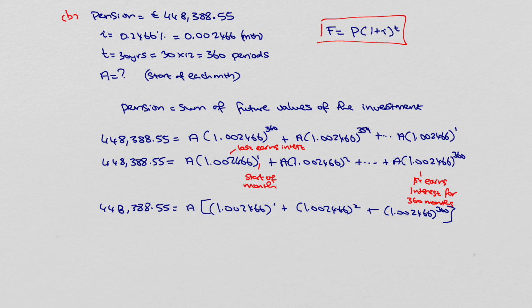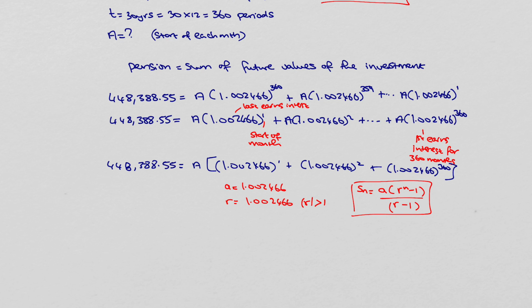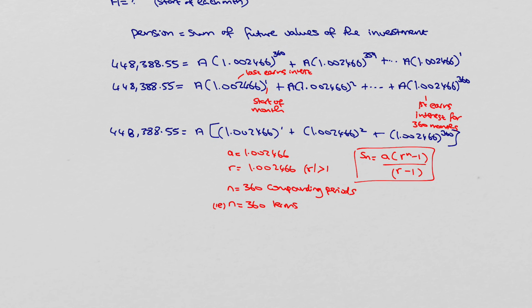So we say A is 1.002466. Our common ratio is 1.002466, so R is greater than 1. And therefore we're going to use A times R to the n minus 1 over R minus 1. And the number of compounding periods is 360 months. So therefore we have 360 terms. So therefore we're finding the sum of the first 360 terms.